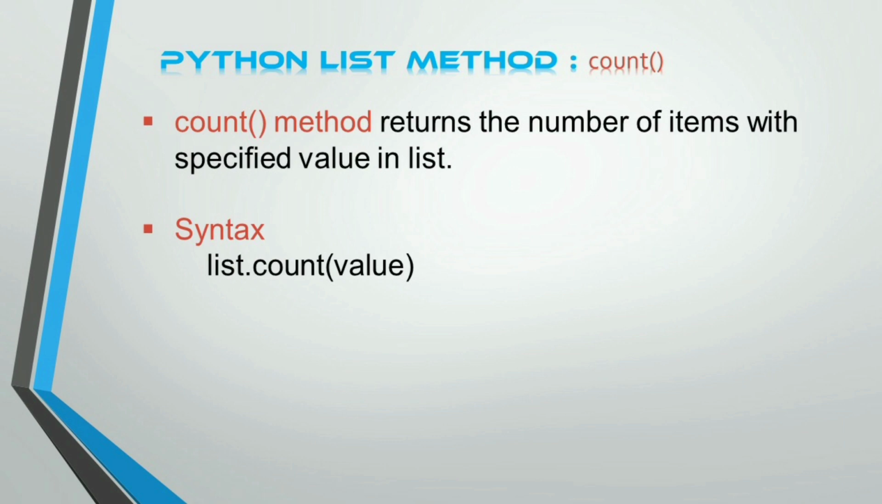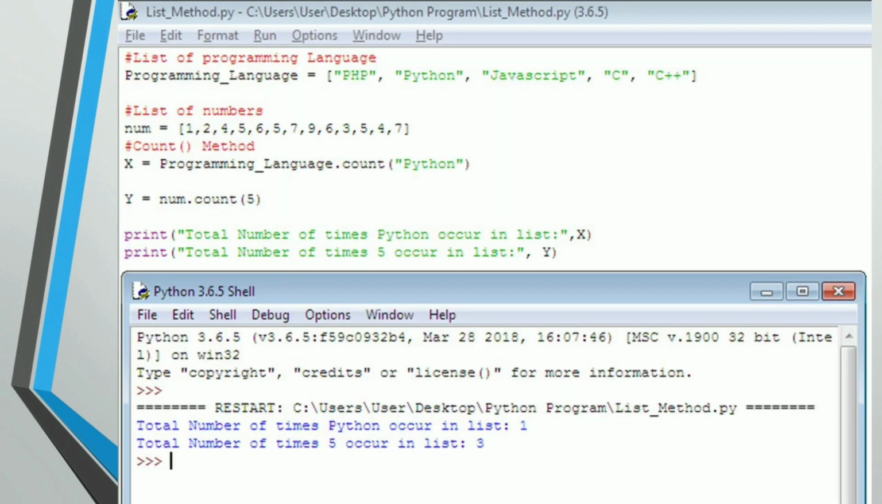Next one is count. Count method returns the number of items with specified value in list. Syntax of count method is list.count and the value. You can see in Python IDE, I have created a list of programming language as well as a list of numbers. X and Y variables are used to store count.